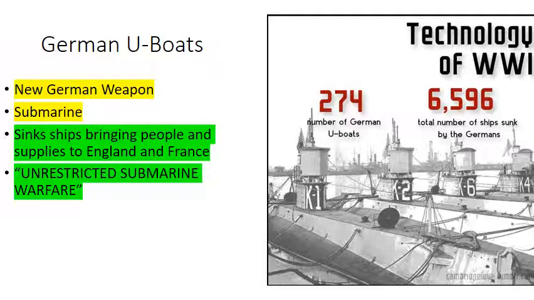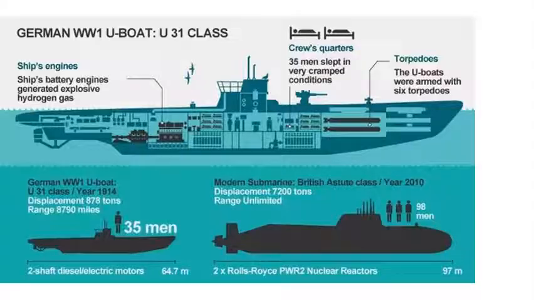Total number of ships sunk by the German U-boats, 6,596. Here we have the German World War I U-boat. So they're very small compared to a modern submarine. They carried torpedoes, they had a deck gun, a diesel engine, batteries that would run it underwater.